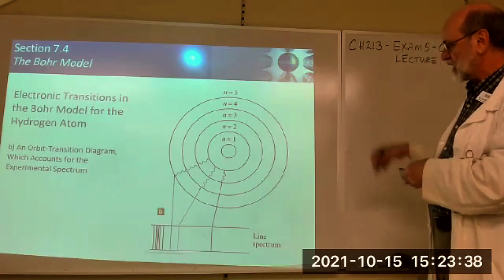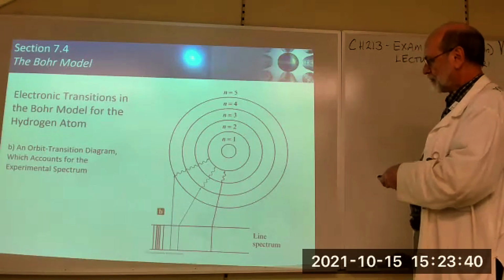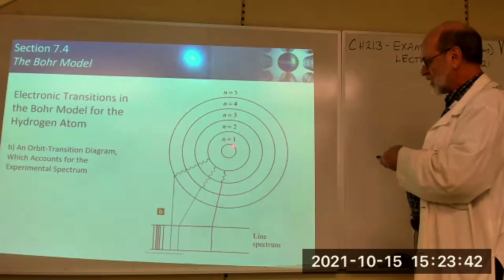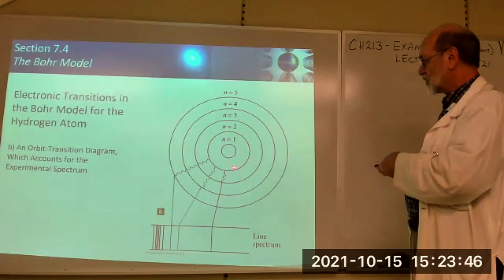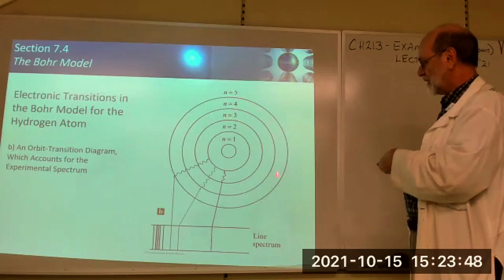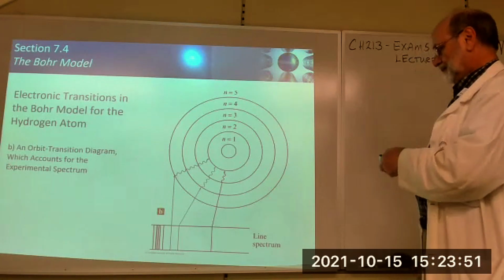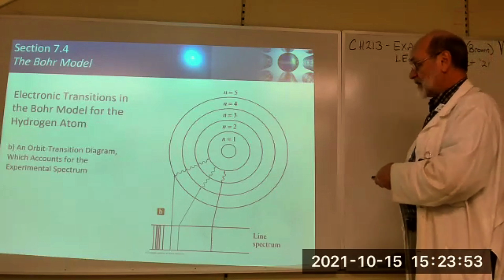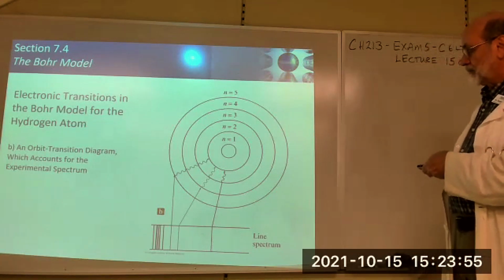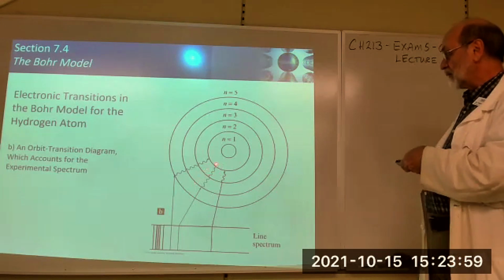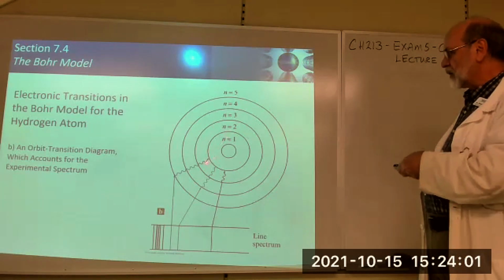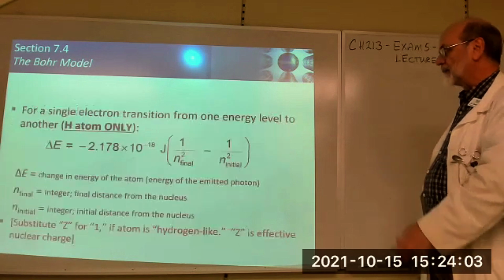And this is what it will look like in a circular diagram. This is n equals 1 right here. It's not showing the nucleus. And this is n equals 2, this is 3, 4, and 5. And these calculations can be made and prove that the energy difference is associated with that particular wavelength.